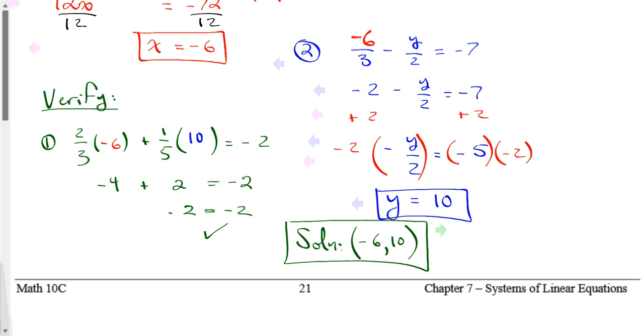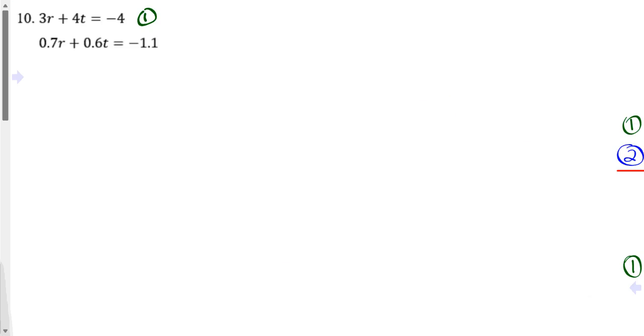Let's look at the next question. So this question doesn't have fractions, but it does have decimals. Again, we could work with decimals, but often what we'll do is multiply the equation that has decimals by some power of 10 in order to get rid of the decimals. Since each of these is to the nearest tenth, then we can multiply both sides by 10. That gets rid of our decimals and gives us the equation 7r plus 6t equals -11.